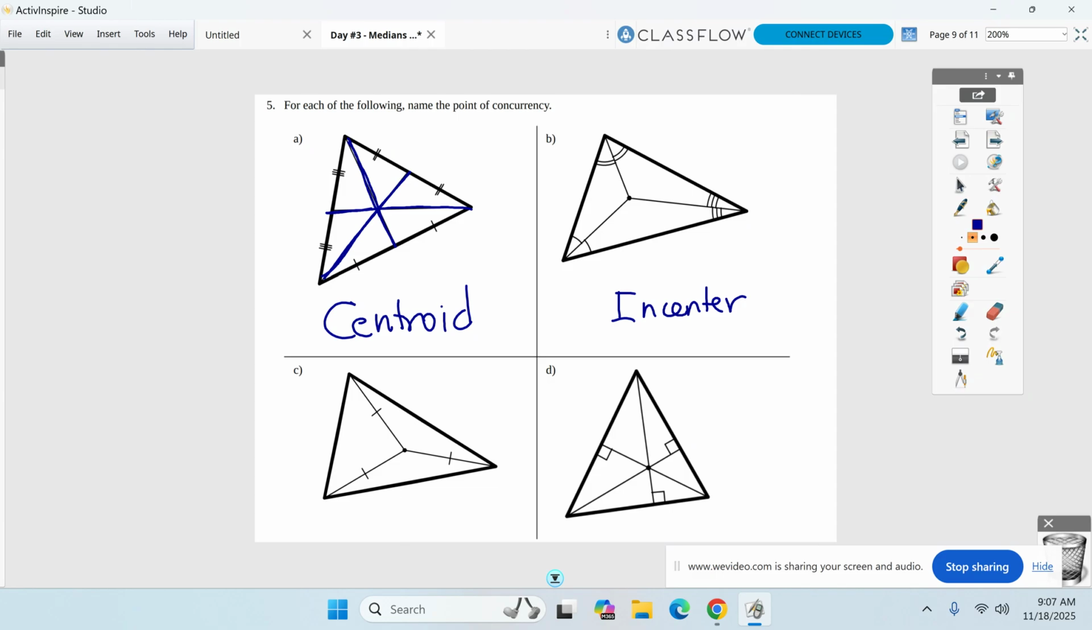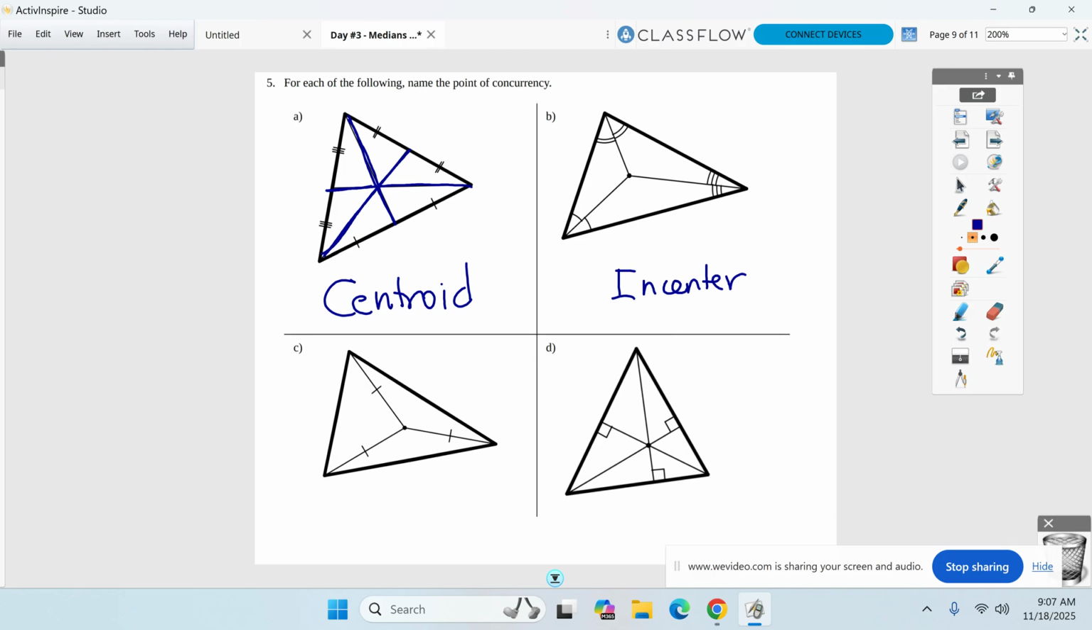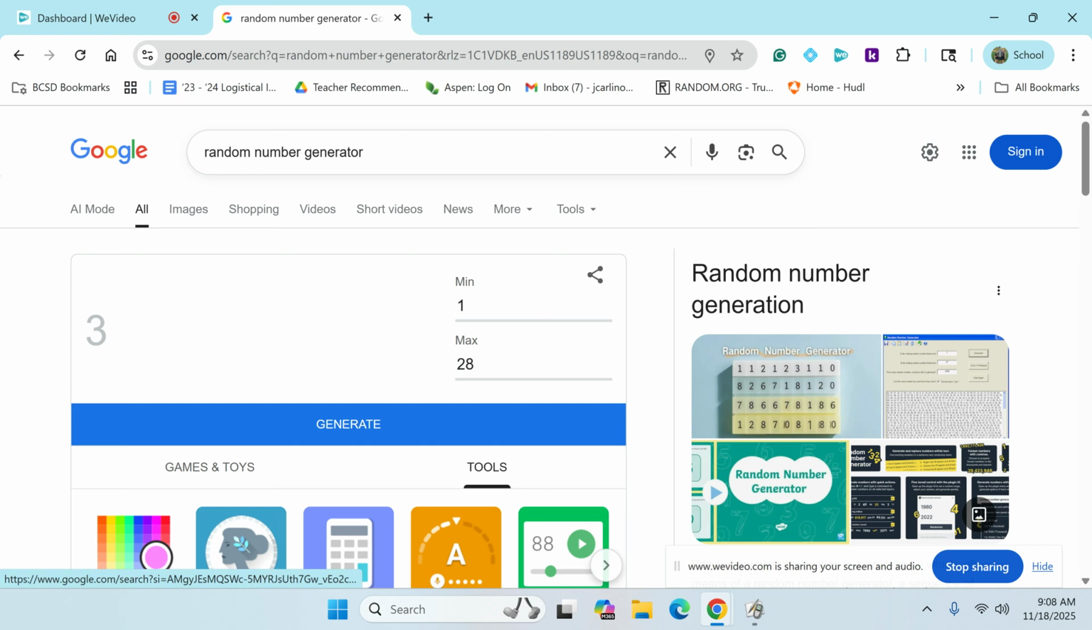All right, I thought part C was going to be tough because you had to realize I really wasn't giving you altitudes, medians, angle bisectors, or perpendicular bisectors. What am I showing on this diagram? That point is the same distance away from all three vertices, right? That's what I'm showing you by the congruent marks. So which point is the same distance from all three vertices?